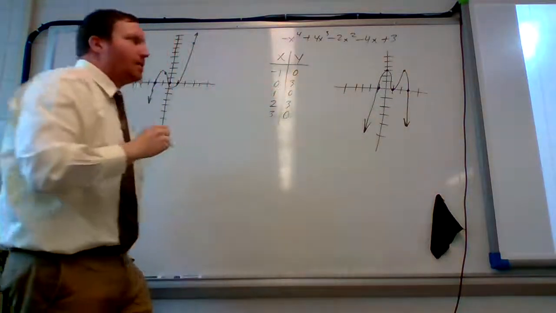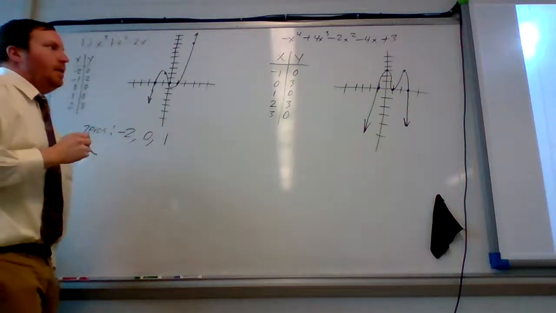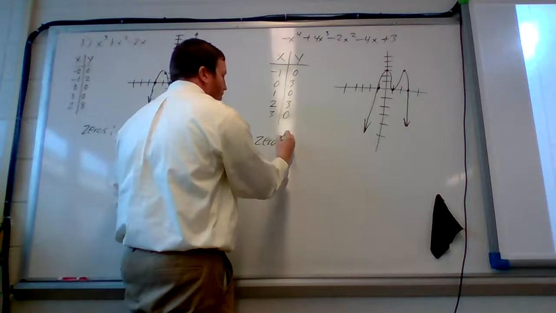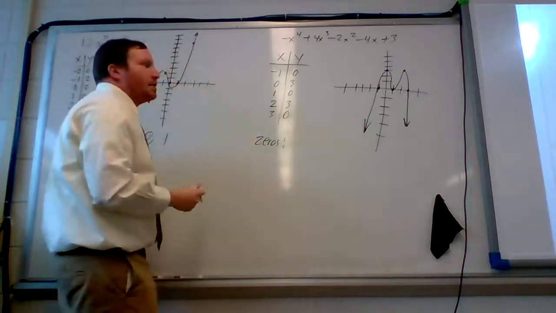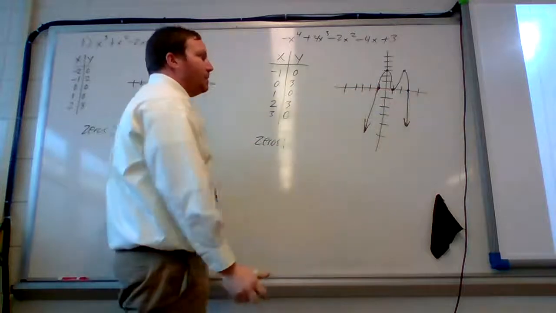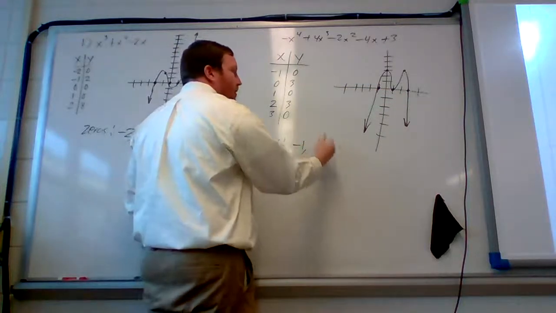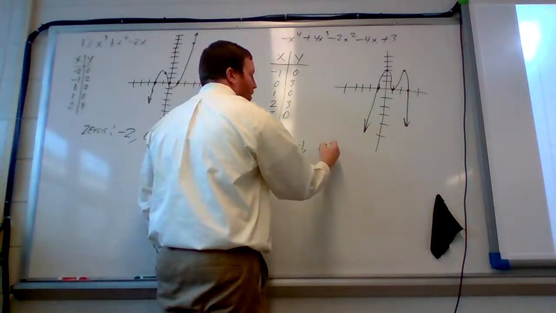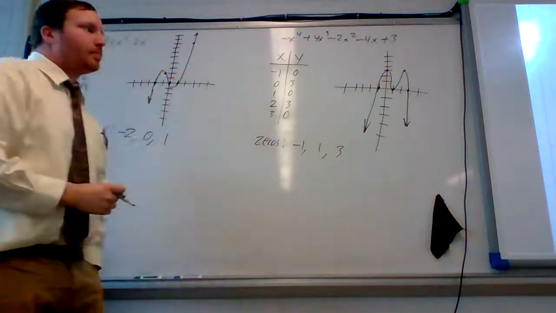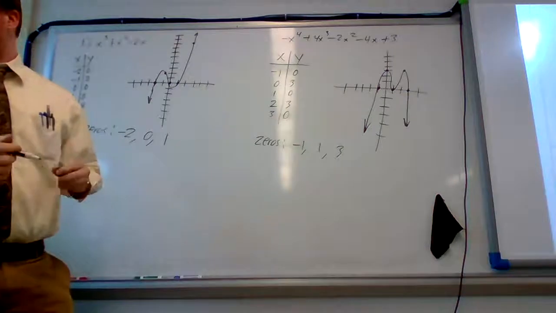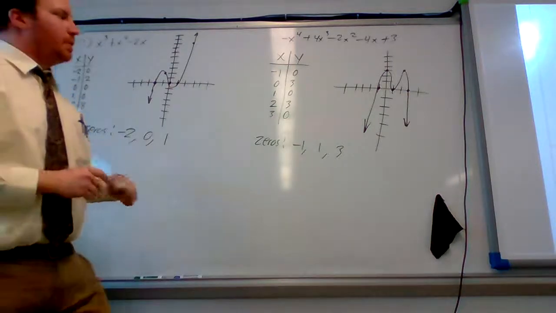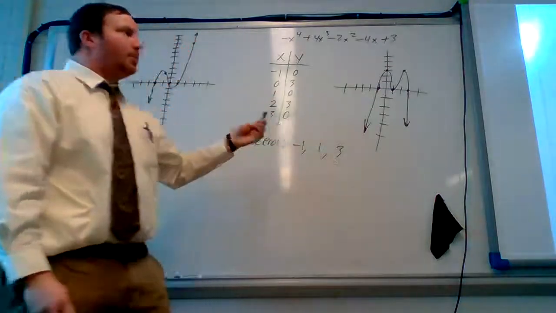So there is our graph. Again, we're just trying to identify the zeros here. I can look at the table, and I can also look at the graph to see where we touch the x-axis. So I have the zeros at -1, 1, and 3. So that's one way we can identify the zeros: we can look at the graph, and we can look at the table.